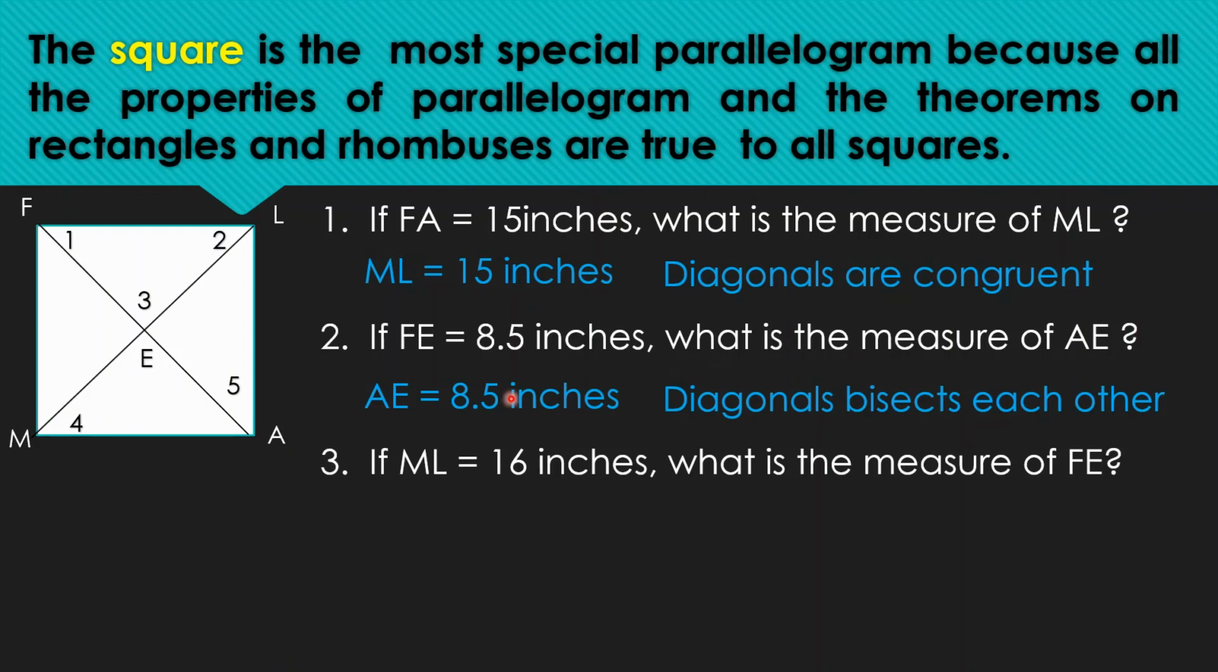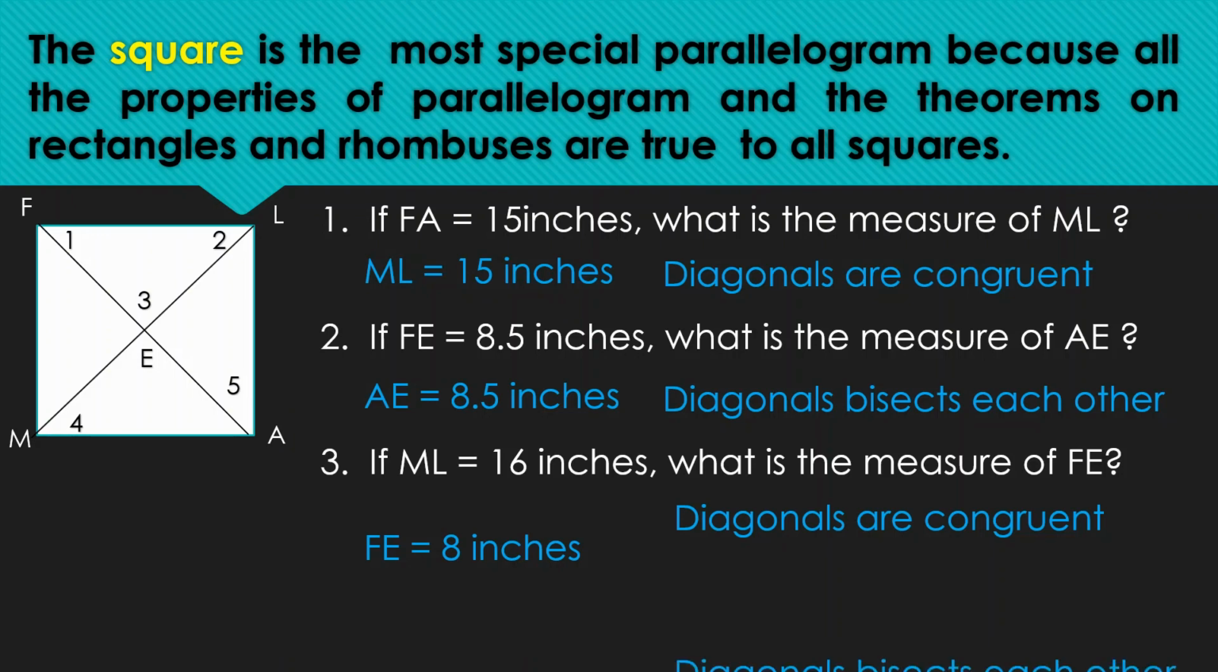Number 3: if ML is 16 inches, what is the measure of FE? So it is half of the other diagonal. What is the other half of the diagonal? So FE is 8. Why is it 8? Because ML is 16, FA is also 16, then divided by 2, and that is 8 inches. So because diagonals are congruent and diagonals bisect each other.